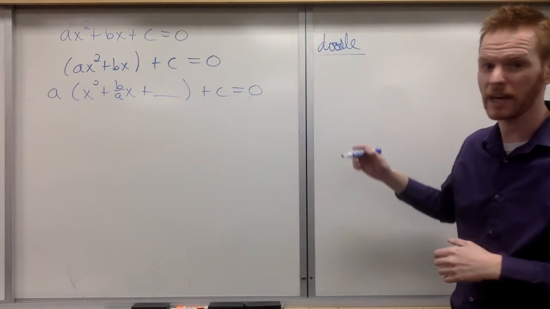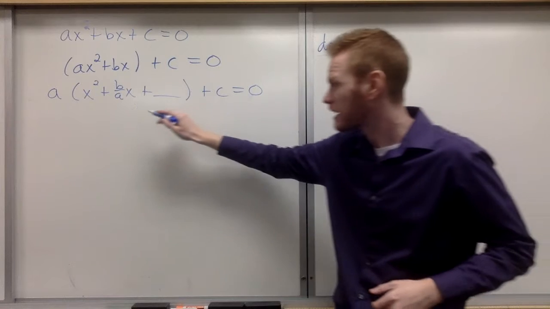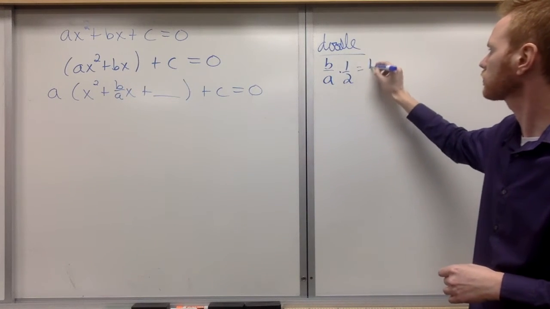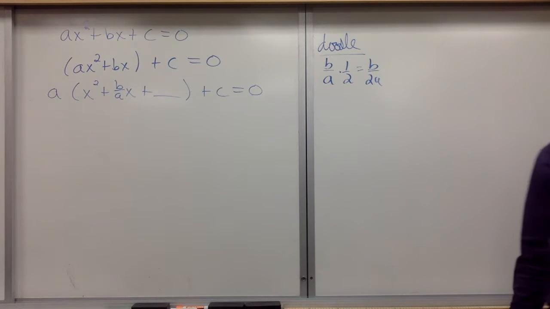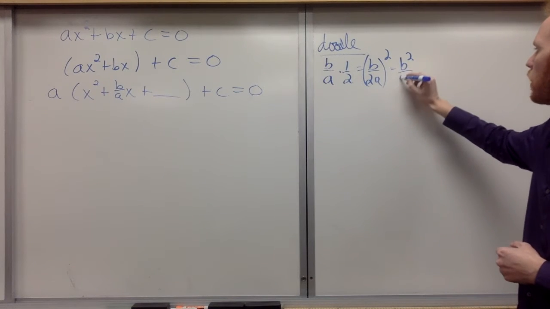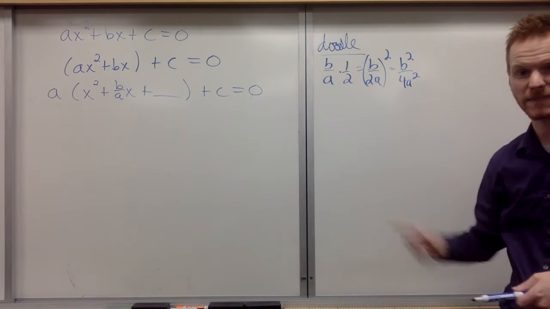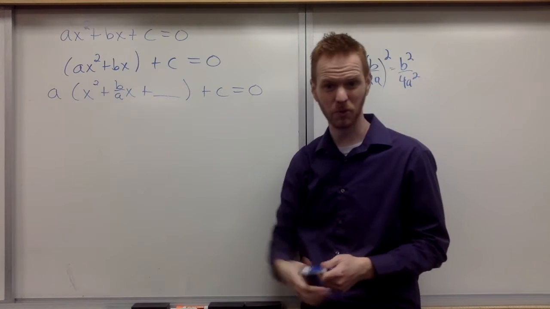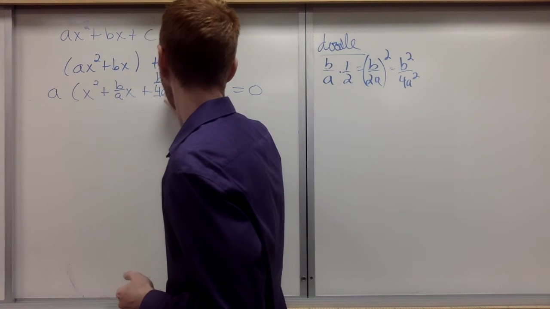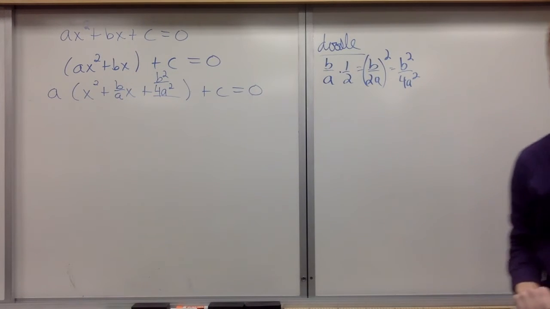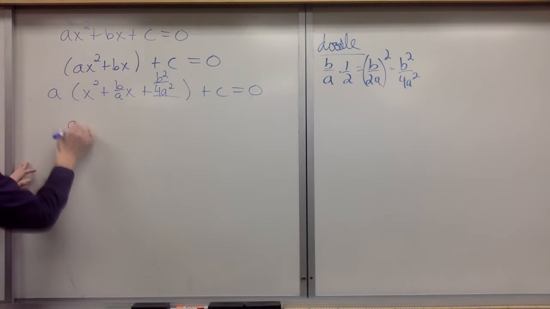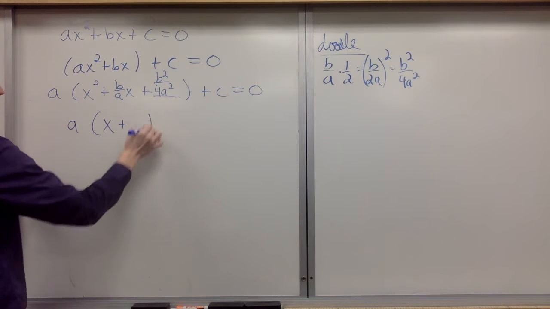So, let's do that. Pretty much what was the pattern? Take half of this guy, so b over a, we're going to take half of it. So we've got b over 2a, and then you're going to square it. So then we get b squared over 4a squared. That number is going to make this a perfect square trinomial. So it's going to be b squared over 4a squared. Okay? Now, that's going to enable us to finally factor this guy. Okay?